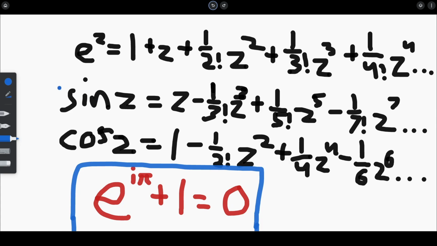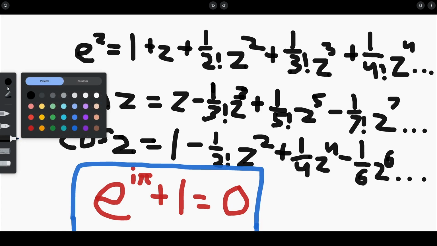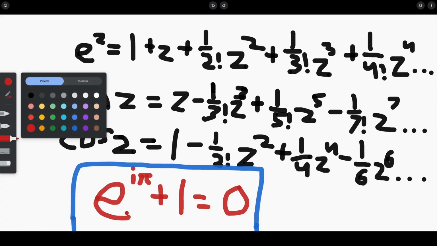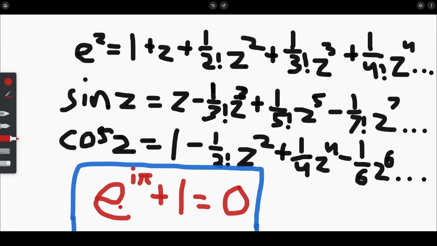Today we're gonna do a real interesting proof, and that is of Euler's identity, which you can see right here as follows: e to the i pi plus 1 is equal to 0. That's pretty cool that all those numbers are connected that way. And we could prove this with a Taylor series.